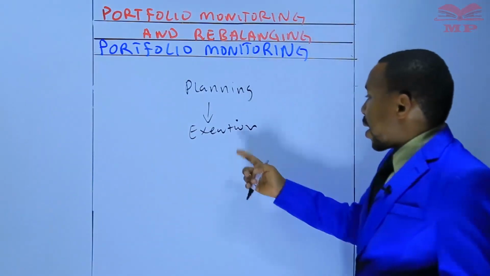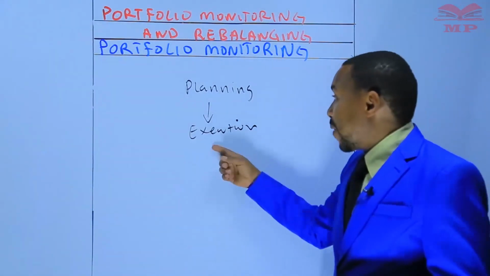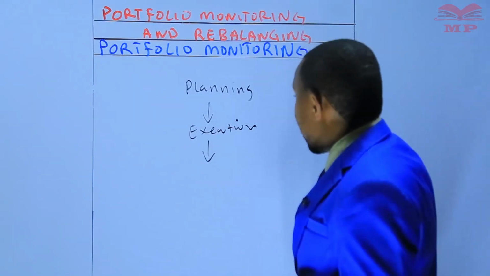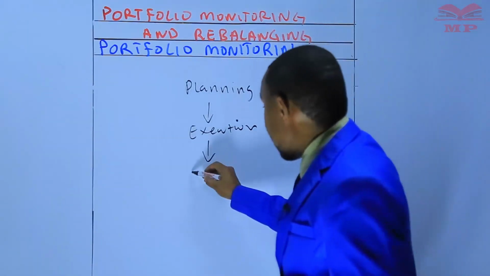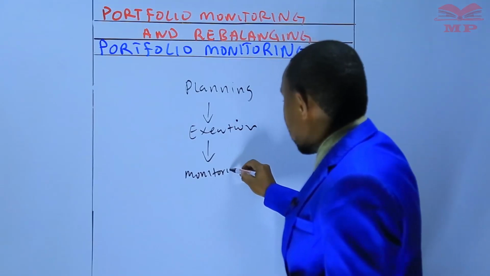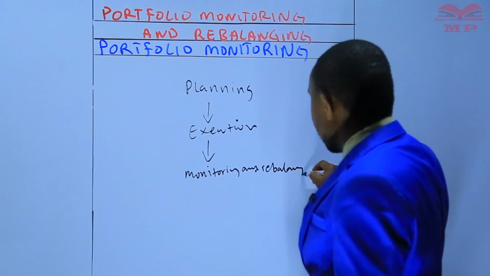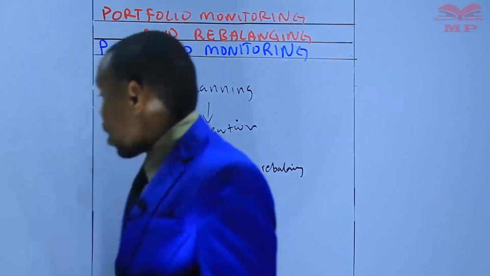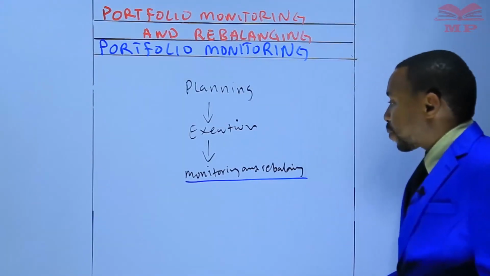step. Under execution is where you actively invest in the asset classes which have been identified under the planning step. Thereafter, we are going to learn about the feedback, we call specifically the monitoring and rebalancing. And this, ladies and gentlemen, is the central focus of this new topic, monitoring and rebalancing.